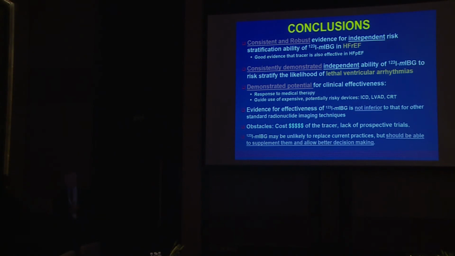So as I said, MIBG provides consistent and robust, independent risk stratification for heart failure outcome and lethal arrhythmias, has demonstrated potential to guide electronic devices, and is not inferior to other imaging techniques. The cost in relation to reimbursement has been a big problem. And I think we just have to figure out how to do it and use it. We're missing out on something that I think can really help people. Thank you very much for your attention.